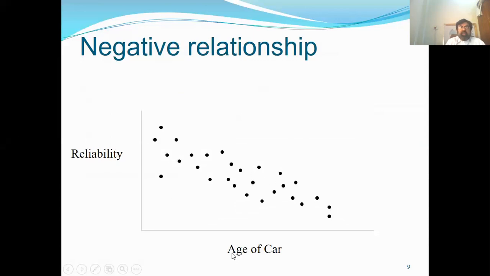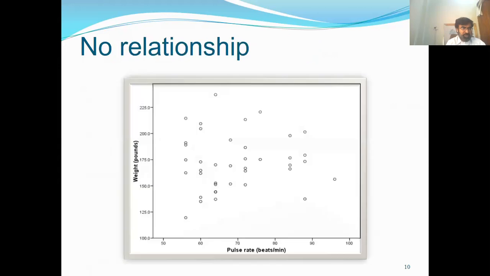An example is the reliability and age of a car. When the age of a car increases, the reliability decreases. It gets older with the passage of time, and people cannot rely that it will work further or run for many years. People believe that as the car gets older, it may not be as reliable as a new car, a car of an early age. So that is a negative relationship between these two variables.